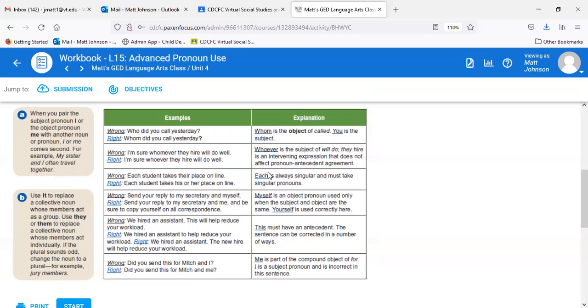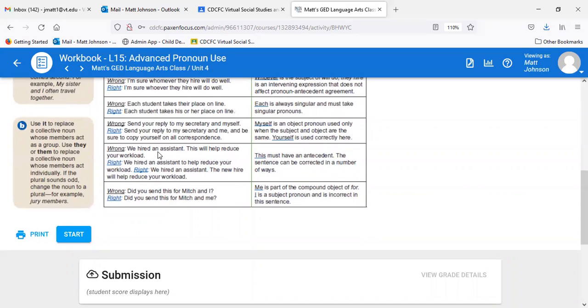Send your reply to my secretary and myself. Myself is a reflexive pronoun used only when the subject and object are the same. Yourself is used correctly here. So send your reply to my secretary and me, and be sure to copy yourself on all correspondence. So we have to add me and replace myself.